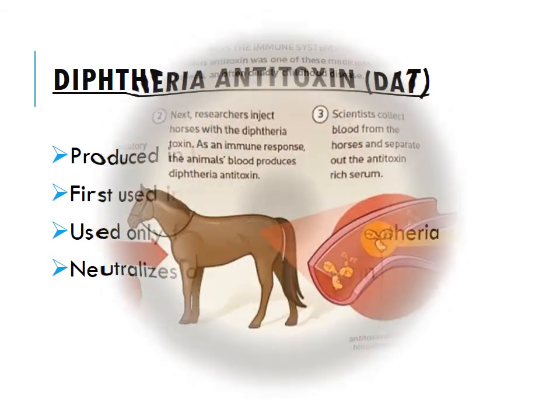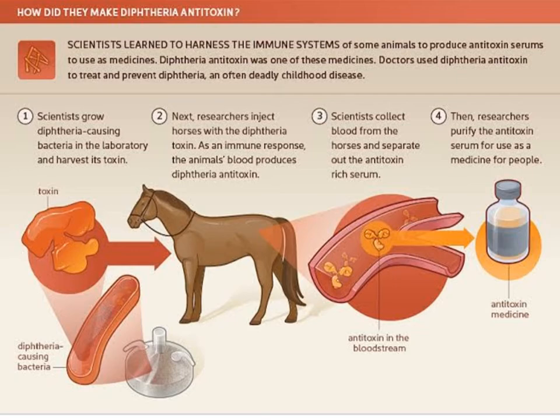Here you can see how they make diphtheria antitoxin. Scientists learned to harness the immune systems of some animals to produce antitoxin serum to use as medicines. Diphtheria antitoxin was one of these medicines. Doctors used diphtheria antitoxin to treat and prevent diphtheria, an often deadly childhood disease.